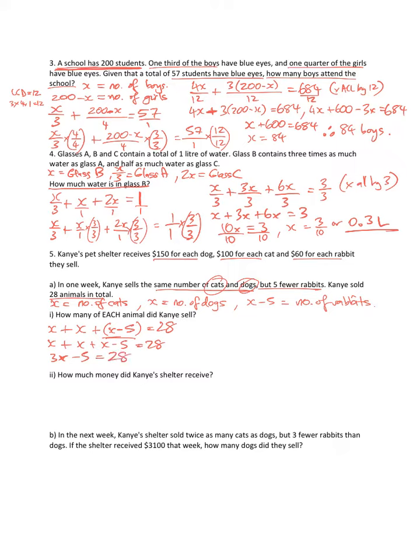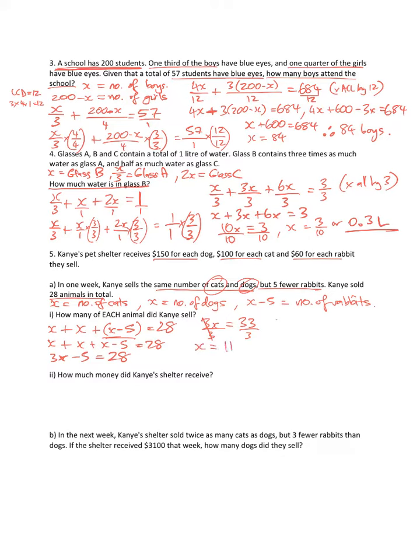Get rid of the negative 5 by adding 5. So add 5 to both sides. 28 add 5 is going to be 33. Get rid of the times by 3 by dividing by 3. 3 divided by 3 is 1. X is going to be 33 divided by 3, 11.